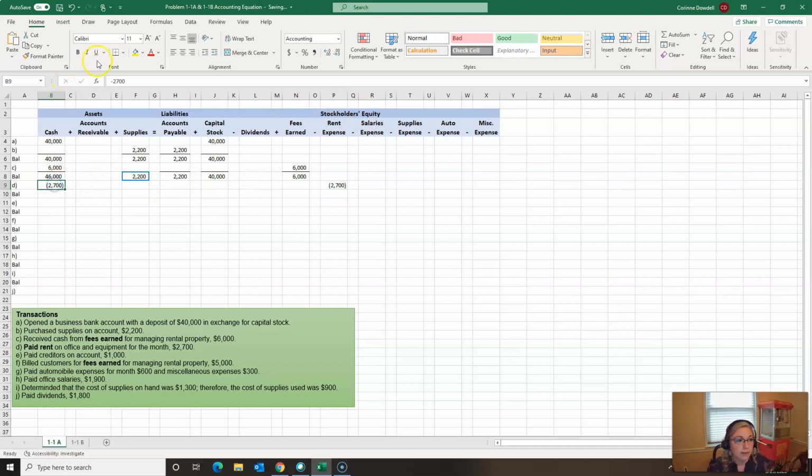Okay, and then we're going to go ahead and do our borders. Now here's a shortcut for you. You can select one cell, press Control, and then select all the other cells that you want to apply the bottom border to, and then click the bottom border.